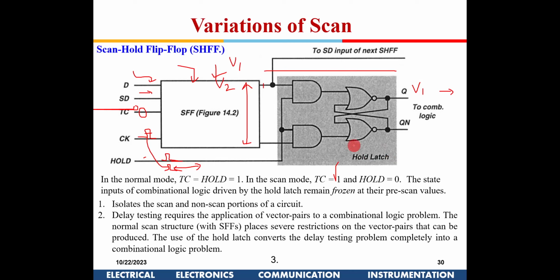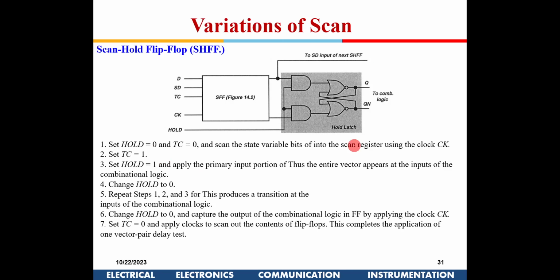Yeah, okay. So this is a scan hold flip-flop. First, hold is put to 0, and then TC to 1. Set hold to 1. Now if you set hold to 1, initially we are assuming all the primary inputs are available. The moment you put 1 here, this new data will be captured here. Then you put hold to 0, and now when you put hold to 0, this data will be logged here. Then again you repeat these steps.